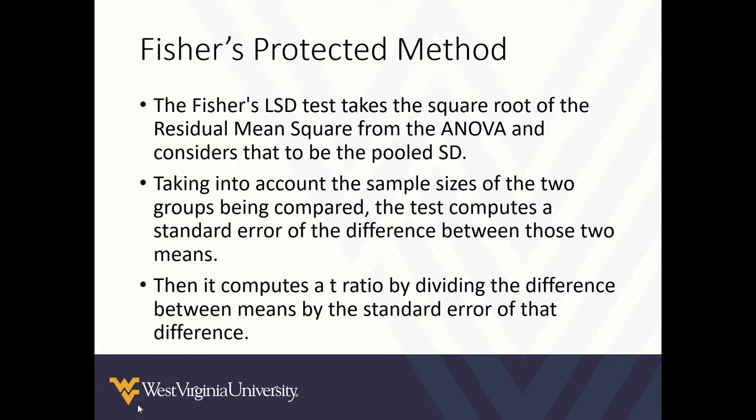If we do have a significant overall F-test, we then proceed to performing post hoc comparisons, and we'll be using the Fisher's LSD test. This takes the square root of the residual mean square from the ANOVA table and considers that to be a pooled standard deviation. Then, taking into account the sample sizes of the groups being compared, the test computes a standard error of the difference between those means, and then computes a t-ratio by dividing the difference between the means by the standard error of that difference.